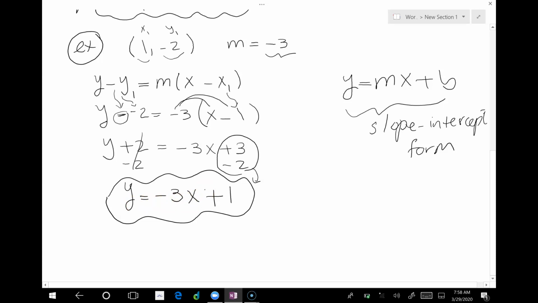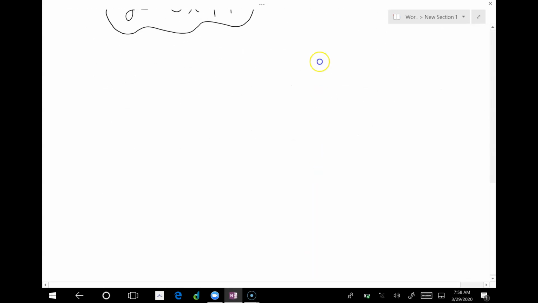So this is called the slope-intercept form. What we had in step 2 is called slope-point form. So depending on what type they're asking for, you would write one of the two. Now let's do another example.